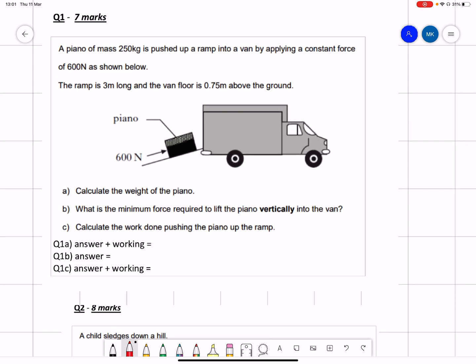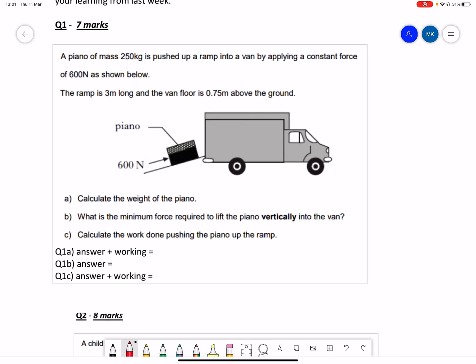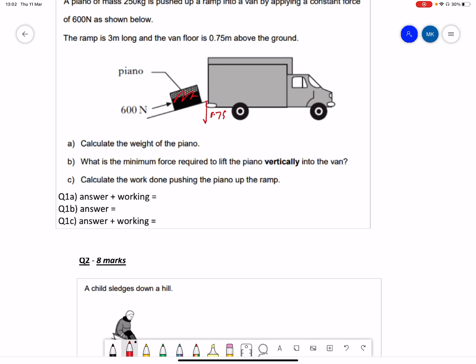First one is worth 7 marks. A piano of mass 250 kilograms is pushed up a ramp into a van by applying a constant force of 600 newtons. The ramp is 3 meters long and the van is 0.75 meters above the ground. Calculate the weight of the piano. That should be easy enough. I've left space down the bottom here for your working. So for your equation, your working and your answer with units, which is worth 3 marks.